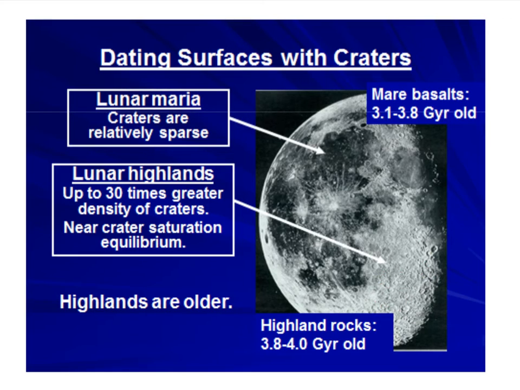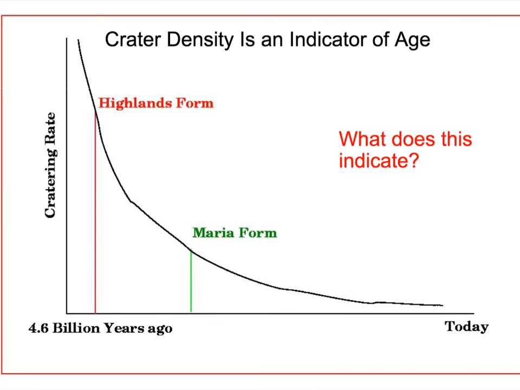So we can see highland rocks have so many more craters, and they're generally 3.8 to 4 billion years old. The mare, which is basaltic, like what Earth magma is, would be about 3.1 to 3.8 billion years old. So we can see that there is this sharp drop-off in cratering. The highlands would have formed back here, and through time, the cratering would have dropped off, and here would have been where the mare formed.